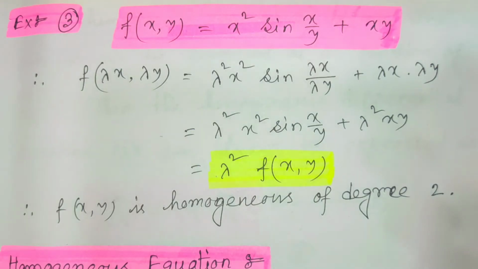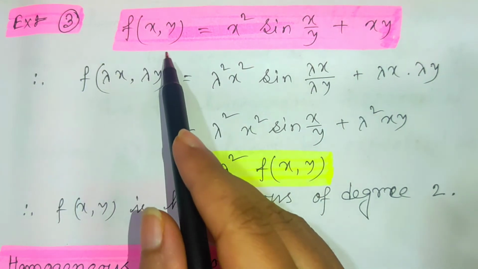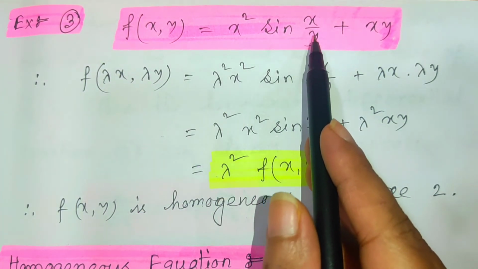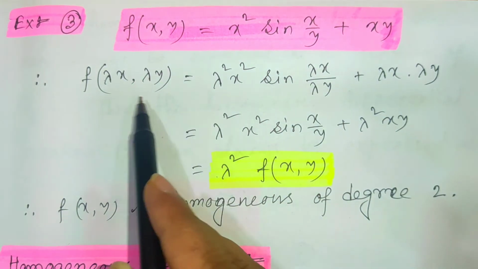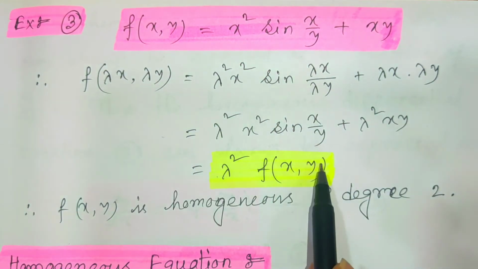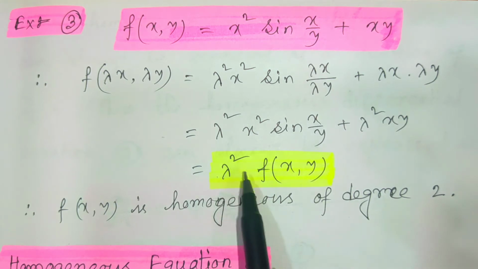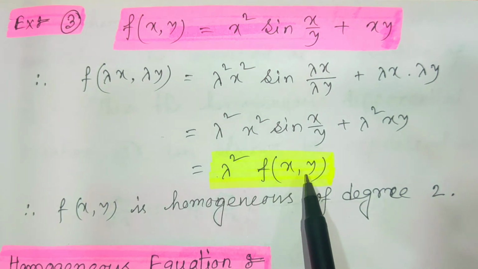One last example for the homogeneity test: f of x, y is equal to x square sine of x by y plus xy. Again we substitute lambda x for x and lambda y for y and simplify. We find here lambda square times f of x, y. So definitely this is a homogeneous function of degree 2.